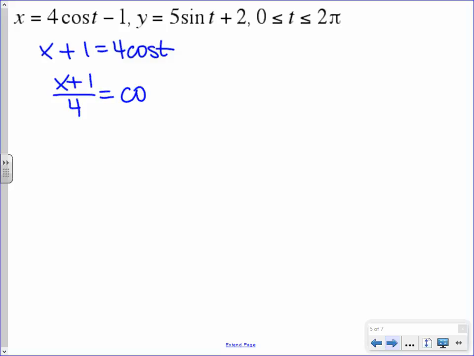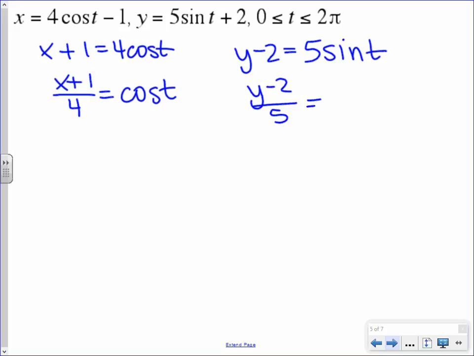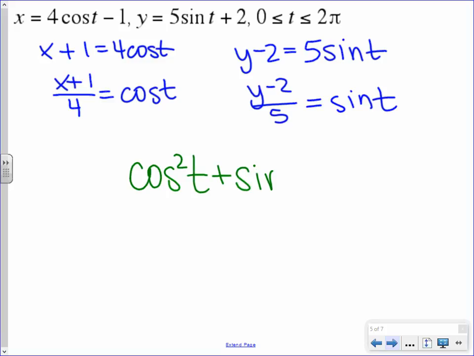But there is a way to eliminate the parameter. Do you agree with my algebra right there? Yeah? Do you see where this is going? Is that legal? Okay. Do you agree with this algebra? Do you remember this identity? Yes, we can.